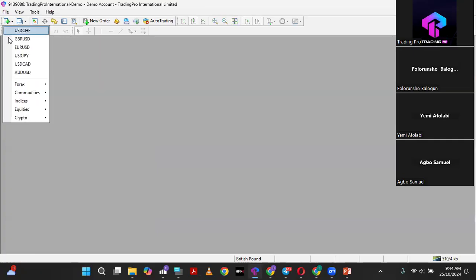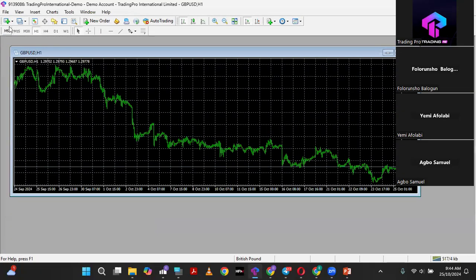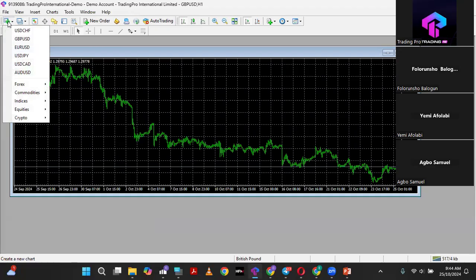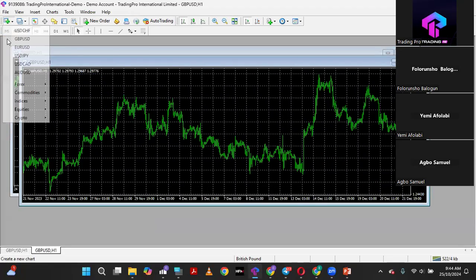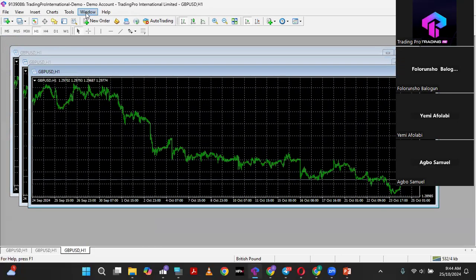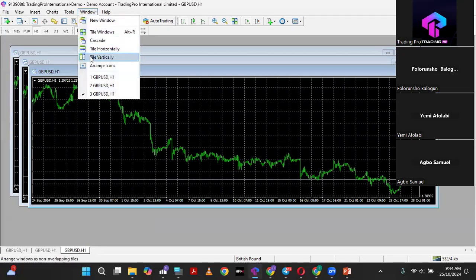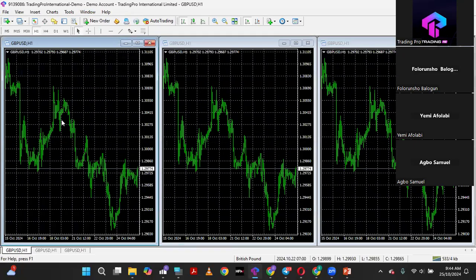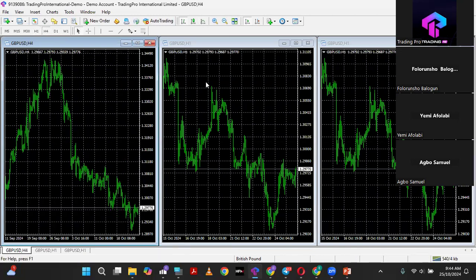So first you go to file. Let's start with something like GBP USD. You go to here, create a new chart, pull up 3 charts. Then you go to the window, you click tile vertically. The first chart can be daily or 4 hour. The second one, 1 hour. And the third one is your entry time frame. That is a time frame that tells you, okay, it is okay to take the trade, you take the trade.